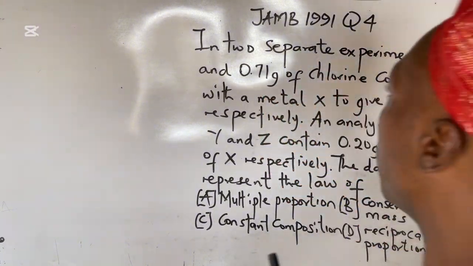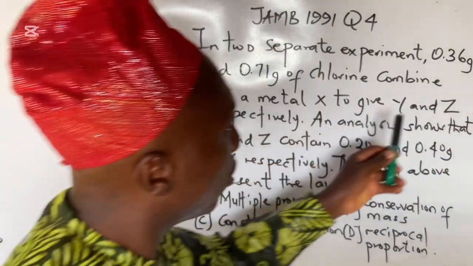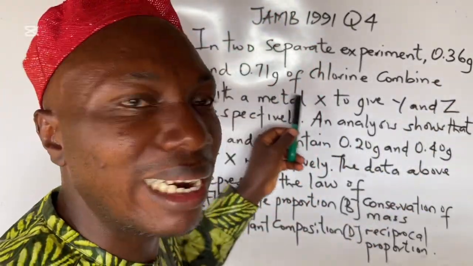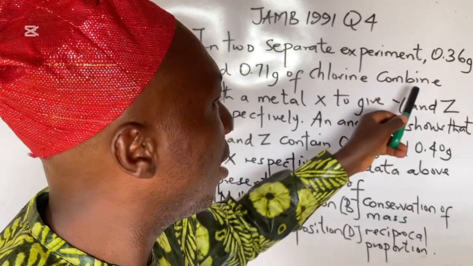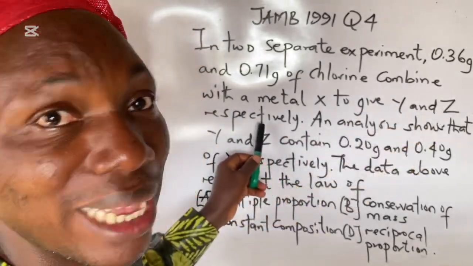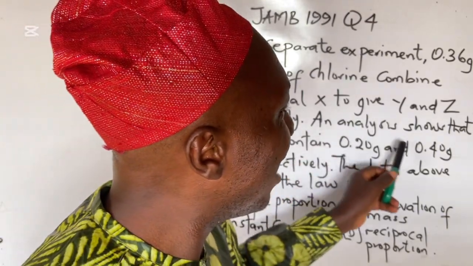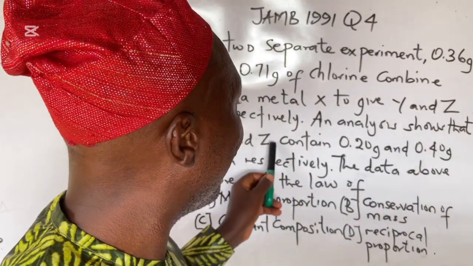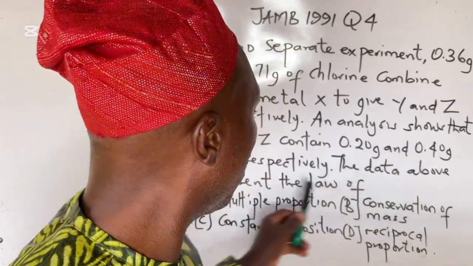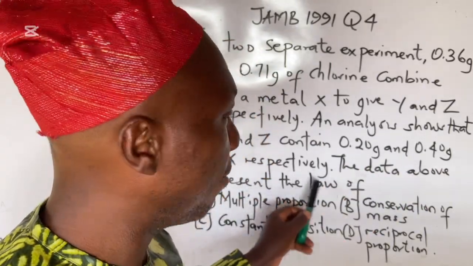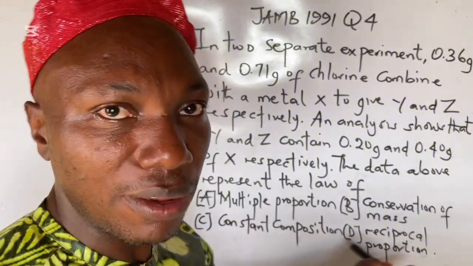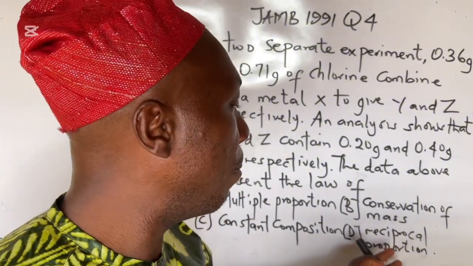In two separate experiments, we are told that 0.36 gram and 0.71 gram of chlorine combine with a metal X to give Y and Z respectively. An analysis shows that Y and Z contain 0.20 gram and 0.40 gram of X respectively. The data above represent the law of, so we are asked to choose the answers.